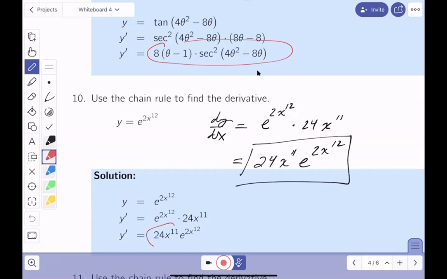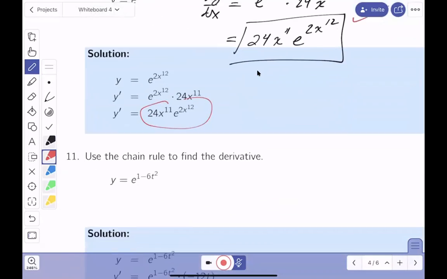Want to look at the answer? This is the answer they're providing to me. And I want to see if I got it right. 24x11. Yep, not bad. Let's go to number 11.